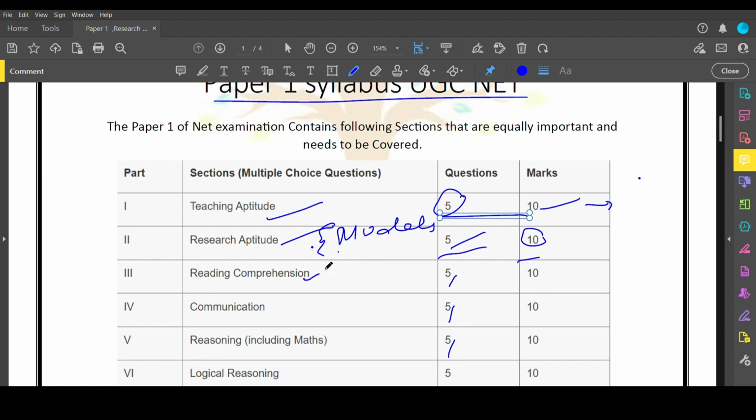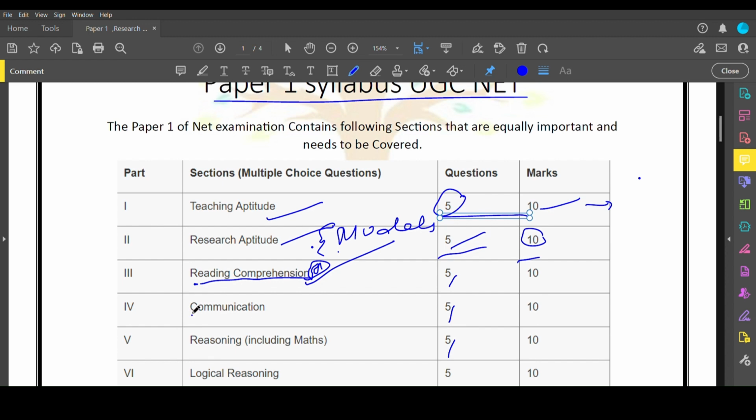The third one is reading comprehension. I don't think we have to give much focus to that, and most of you are already aware of it. We will cover this section at the last, because it is common and everyone has done it in school and then in graduation.